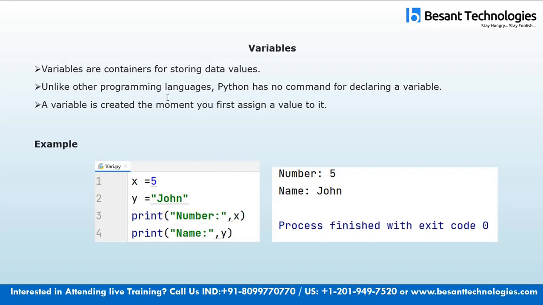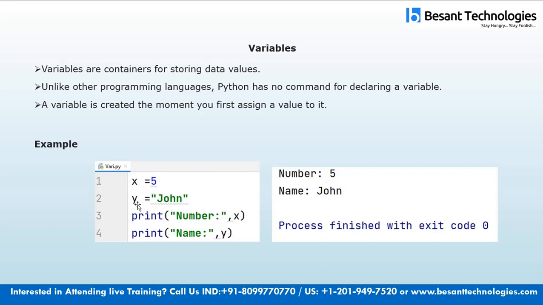Unlike other programming languages, Python has no command for declaring a variable. A variable is created the moment you first assign a value to it. So this is the example program. Here I have initialized the variable x as 5. So what is this? This is an integer variable.